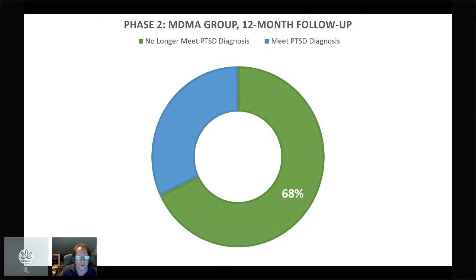So 2/3 no longer have PTSD. And of the 1/3 that does have PTSD still, almost all of them, but not all of them, have had clinically significant reductions in their PTSD symptoms. And if they could have had 1 or 2 more MDMA sessions, maybe they would no longer have PTSD. But there are some people, you have to be willing to do the painful work, and so it's not going to work with everybody, but it's really pretty remarkable. Next slide, please.